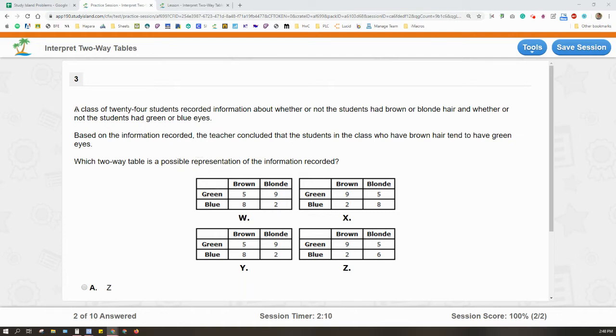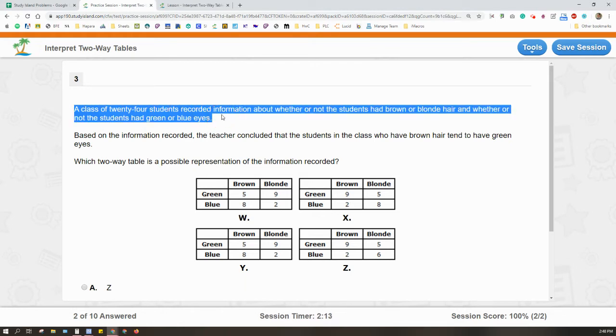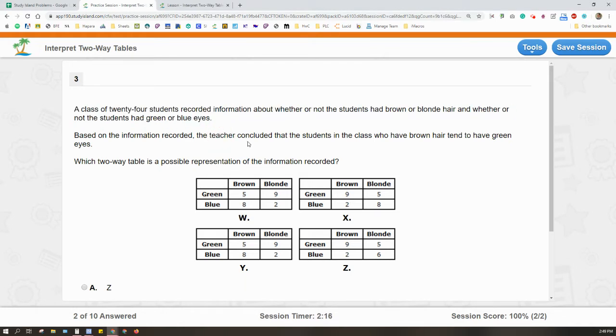First of all, it's kind of weird that there are 24 kids and they all have either brown or blonde hair and blue or green eyes. No brown eyes in the bunch, but let's set that aside for a moment and see which one of these tables represents this odd classroom full of kids. We are looking for the table where the kids with brown hair tend to have green eyes. So let's look for brown having more green than blue. Table W has brown hair right here in this column. And in the brown column, 5 have green eyes, 8 have blue eyes. That means more of the brown-haired children have blue eyes than green, so that's not our answer.